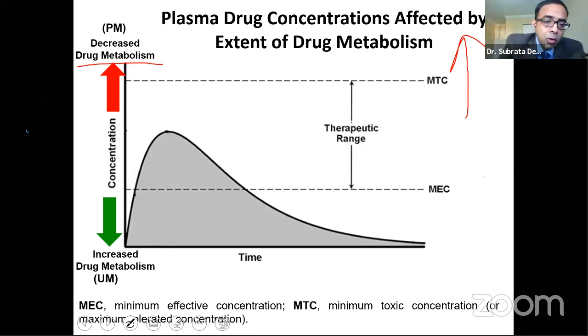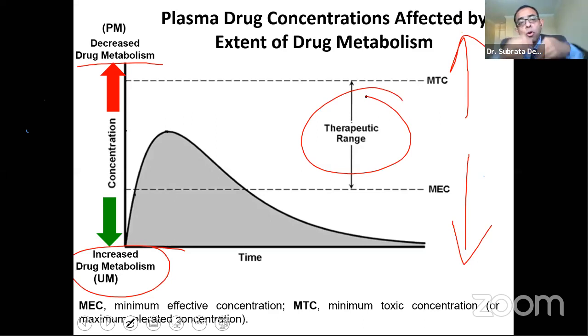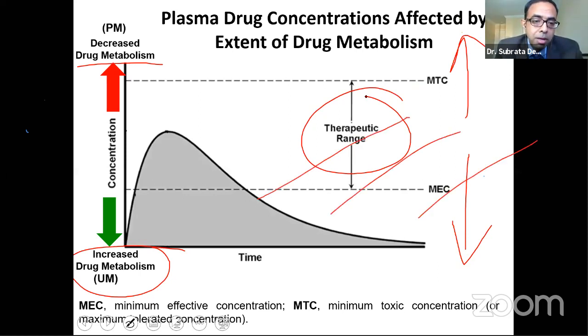or toxicity. Whereas in case of increased metabolism, or ultra rapid metabolizers, the concentration is going to come down to the bottom, below minimum effective concentration. As a result, there will be therapeutic failure, means the patient is not going to get the therapeutic outcome. So you see, both the extremes are bad, be it poor or ultra metabolism. Both of them are going to impact either by increasing more death and toxicity, or by lowering the concentration, I mean less therapeutic outcome.